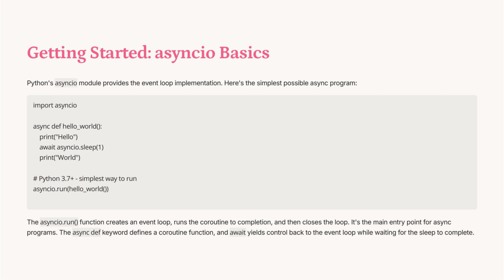Python's asyncio module is pivotal for async programming. Using asyncio.run, an event loop is created, executing coroutines like hello world to completion. The async def keyword defines coroutines, while await pauses execution, allowing the event loop to manage other tasks. This structure ensures efficient, non-blocking code execution.